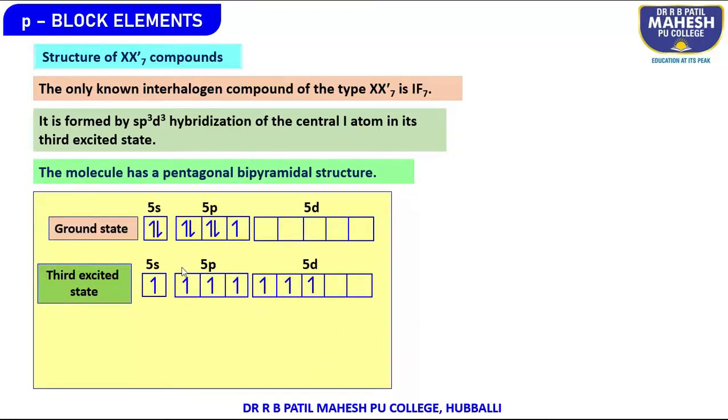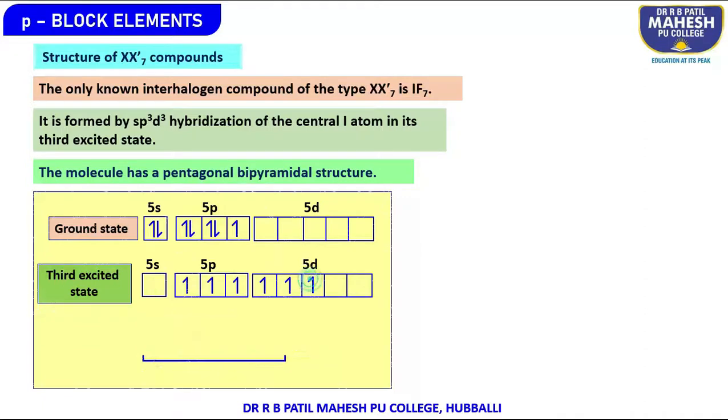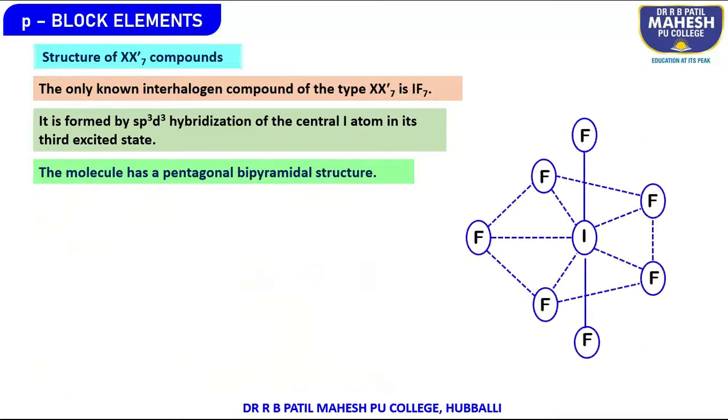Here you can see that along with the paired electrons of the p orbital, the paired electrons of the s orbital also shift. Hence the total number of unpaired electrons here is equal to 7. So all 7 are used in forming single covalent bonds, thereby forming a pentagonal bipyramidal structure. So in this case hybridization is going to be sp3d3. Here you can see the pentagonal bipyramidal structure of IF7.